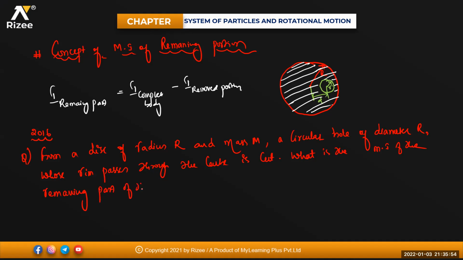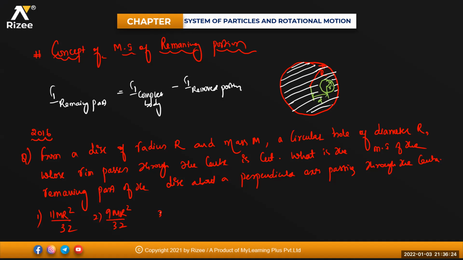Remaining part of the disk about a perpendicular axis passing through the center. Options given are 11 MR square divided by 32, 9 MR square divided by 32, 13 MR square divided by 32. Next one is 15 MR square divided by 32.